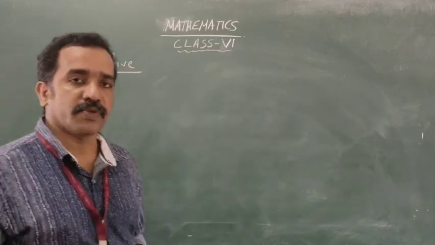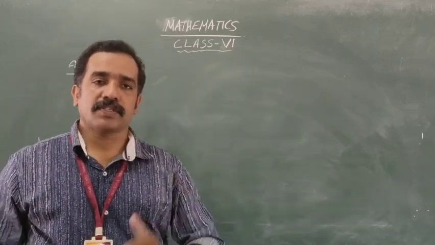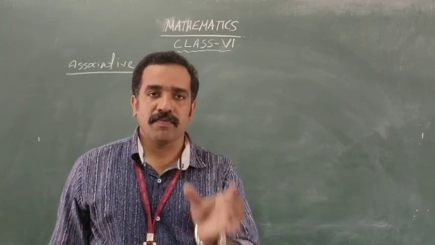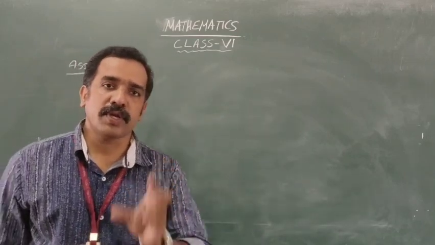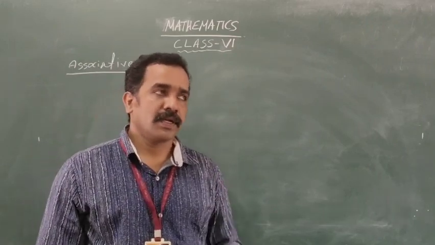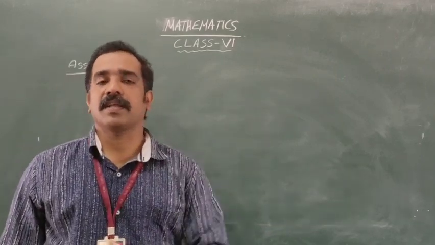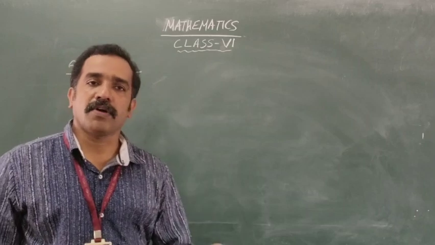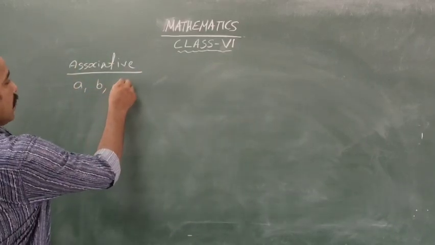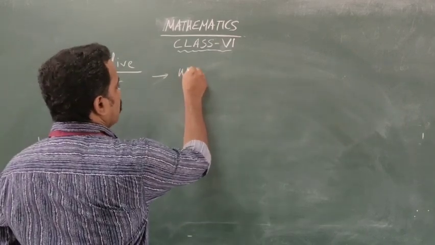Associative property. Another name is the grouping property. In the case of the closure property and commutative property, we were discussing only two whole numbers with the operators. But here in the case of the associative property, we are considering three numbers. Suppose three whole numbers, A, B and C.